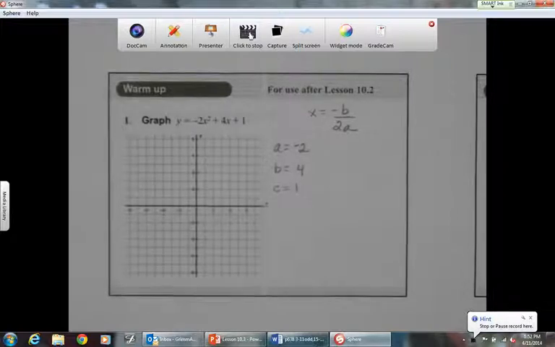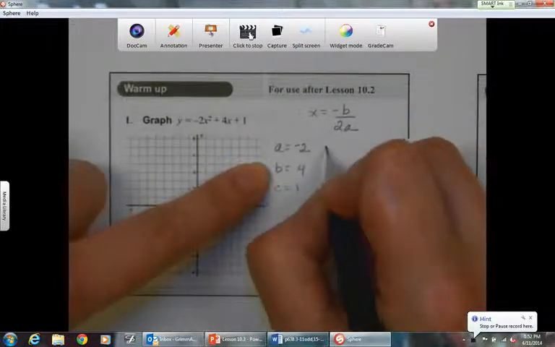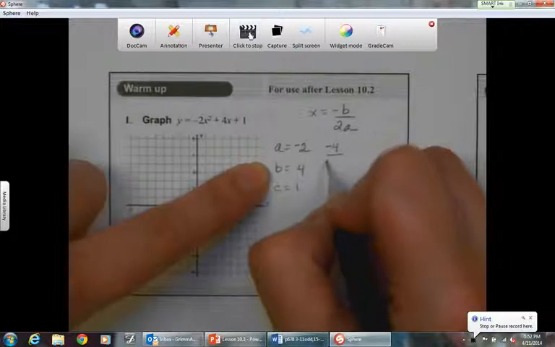Okay, so then I'm going to plug those in. So I'm going to plug in, remember this is a 4 and this is the opposite of b, so this is actually a negative 4. And then 2 times negative 2.